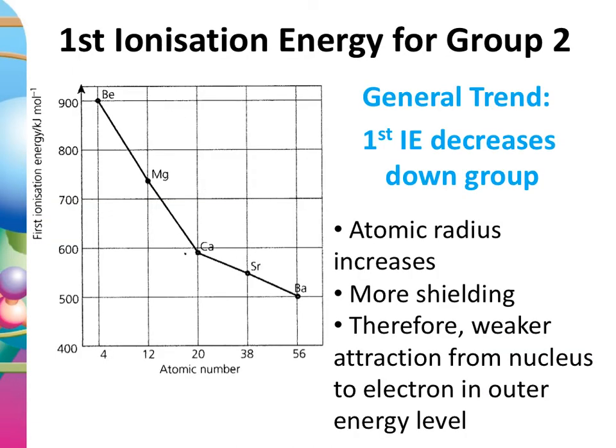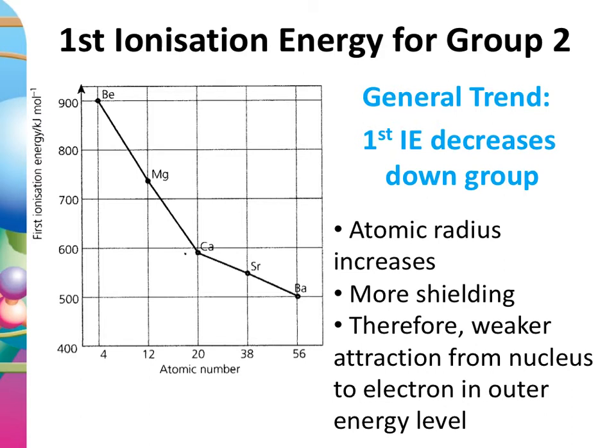So it's always important to state the general trend. So the general trend, as we said on the previous slide, is that the first ionization energy decreases down the group. So how can we explain that? Well, we have to focus on the factors that must lead to that consequence. So the atomic radius increases, so the distance from the outermost electron to the nucleus increases.